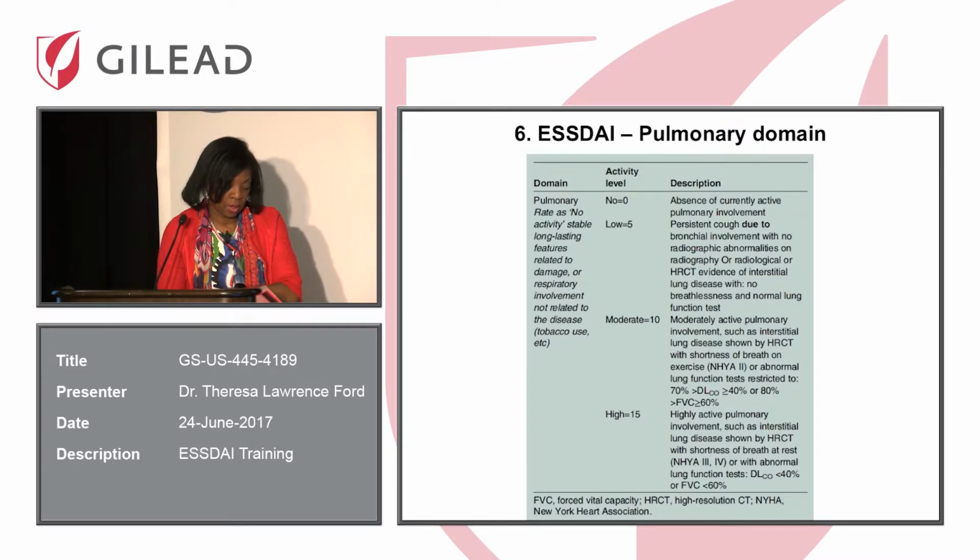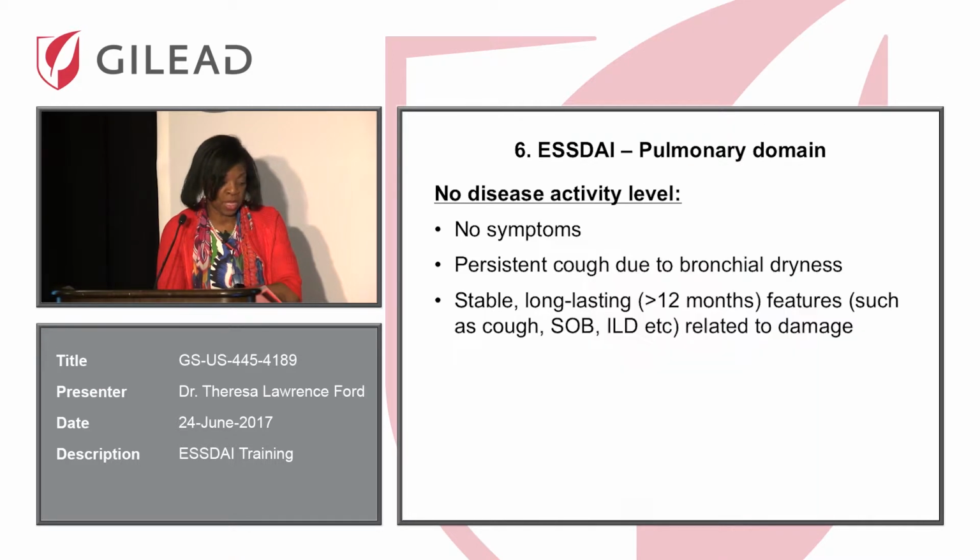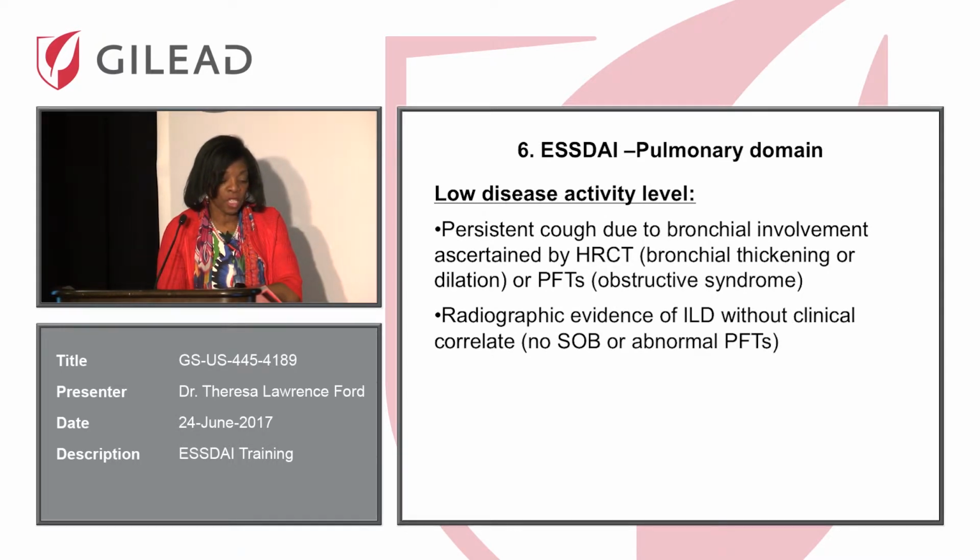And let's see. So no disease activity, no symptoms, cough just due to some bronchial dryness, irritation, stable, long-lasting over a year, features such as cough, shortness of breath, or ILD related to damage. Becomes low if there is bronchial involvement that's ascertained by radiographic evaluation, HRCT, with bronchial thickening or dilation, or PFTs, which would indicate an obstructive syndrome, with X-ray evidence of ILD without clinical correlation, so the patient without shortness of breath and normal PFTs.